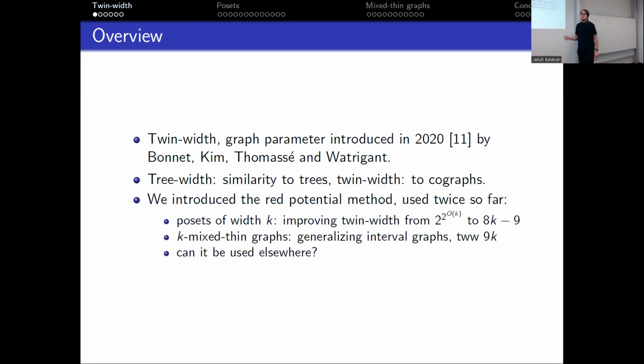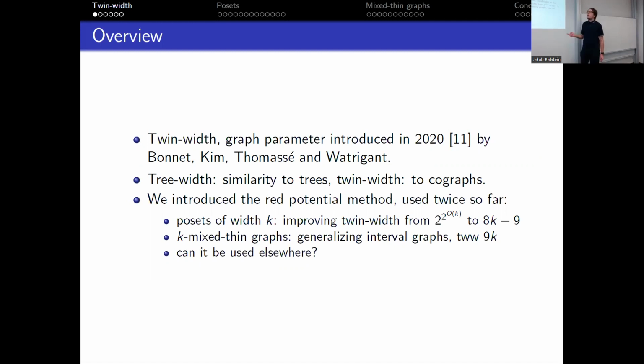As many of you probably know, twinwidth is a graph parameter which was introduced in 2020 by these four people. You probably know treewidth, which somehow measures how similar a graph is to some tree. Twinwidth is something similar, and it measures similarity to cographs. I will later say what cographs are. Twinwidth can be used for parameterized algorithms similarly to treewidth, but surely not as many algorithms as for treewidth, because twinwidth is much newer, so not so many algorithms have been developed so far.